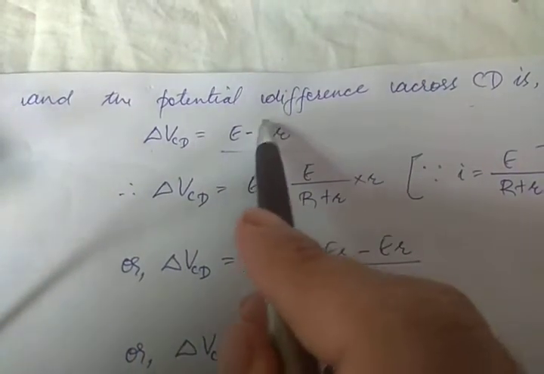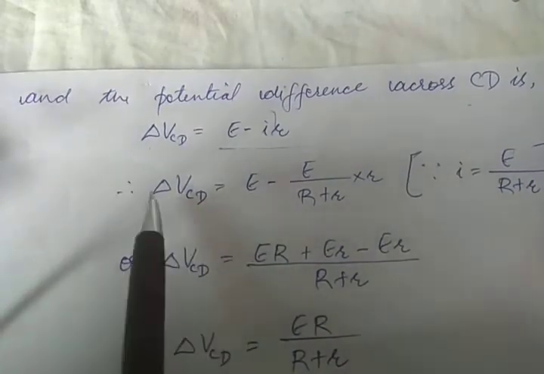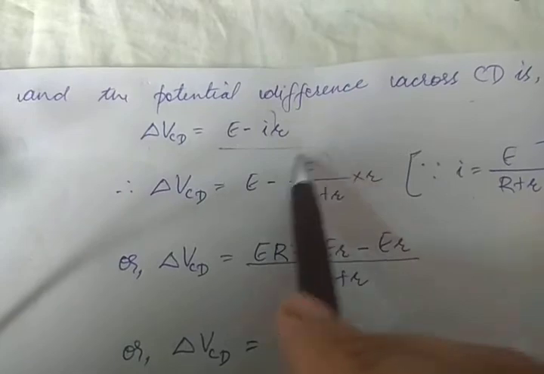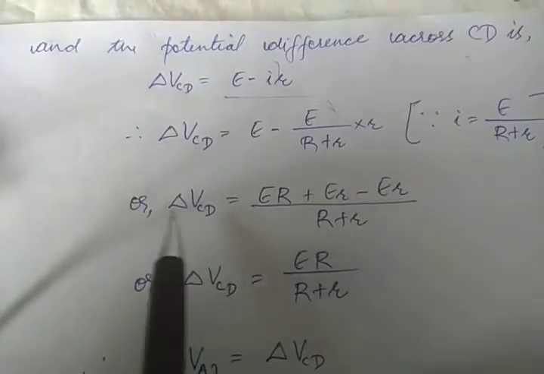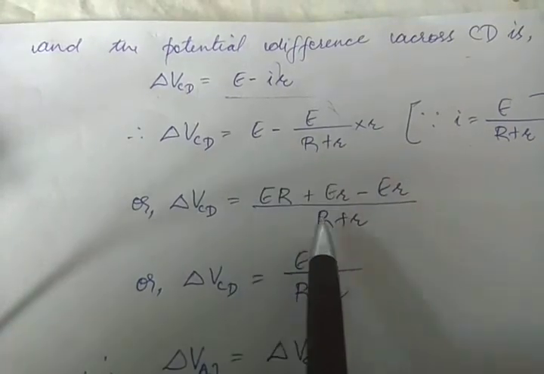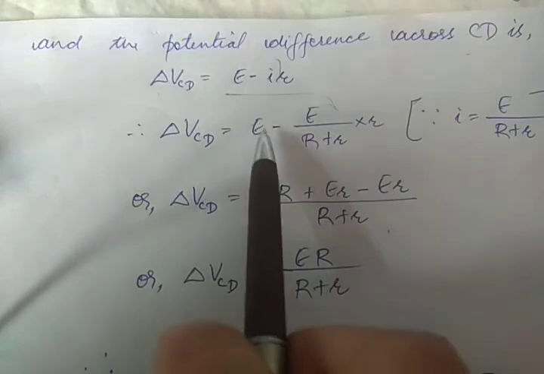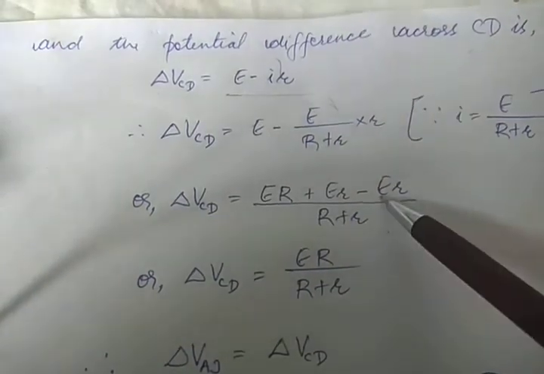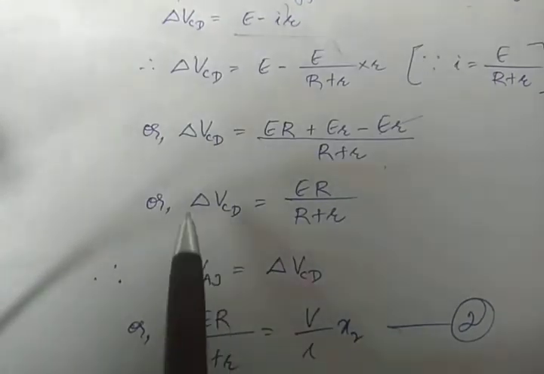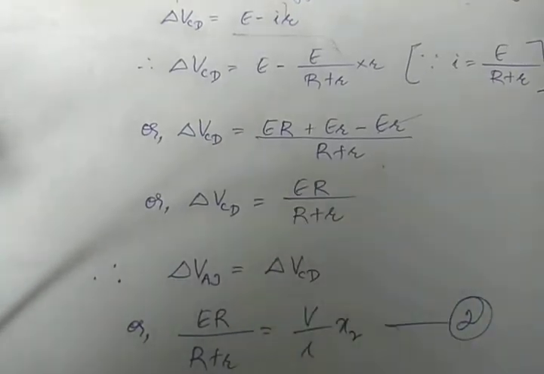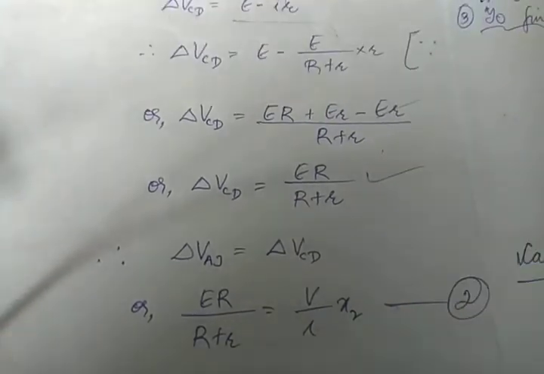And we've already checked how much I is. So I is E upon R plus r. Therefore delta VCD is E minus this value of current into the internal resistance. Then after simplifying, the LCM is R plus r: ER plus Er minus Er. So these two cancel each other out. Check the mathematics yourself. So delta VCD is ER upon R plus r.